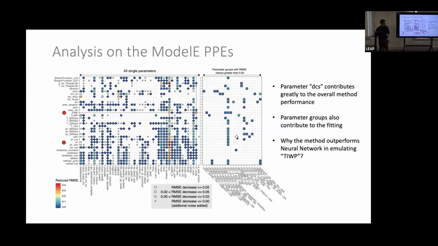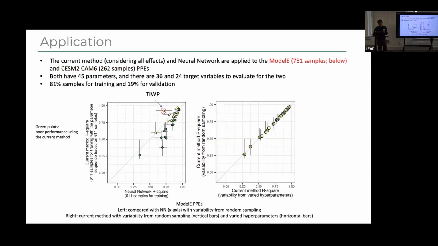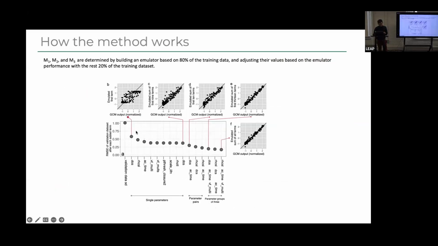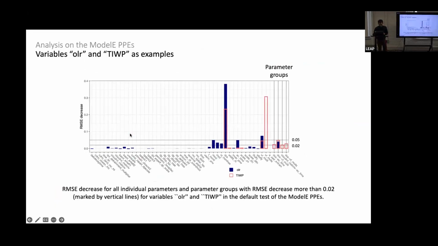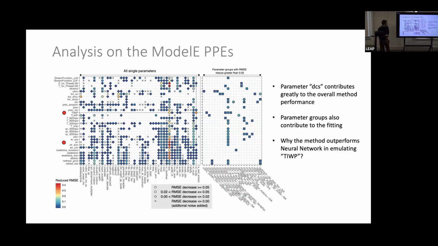This figure looks a bit messy, but it basically summarizes the contribution of each individual parameter on the right, and the contribution of the parameter groups. The colors of the points show the difference for each point in this figure. To save you some time looking at this messy figure, we notice there are a few parameters that contribute individually and greatly to the overall emulator performance. That is the DCS. You see lots of red points there.